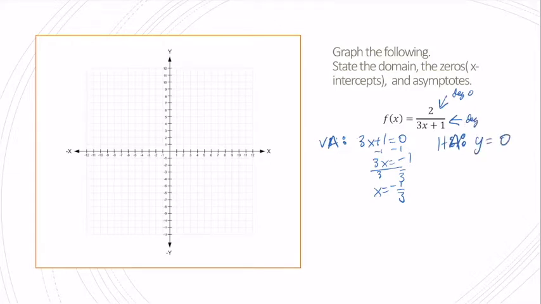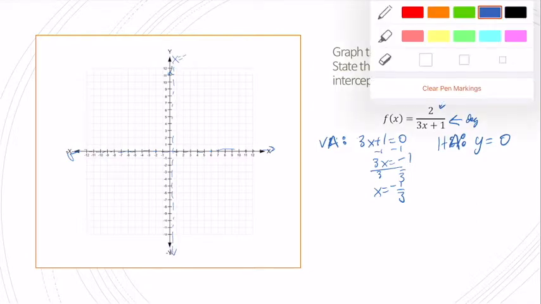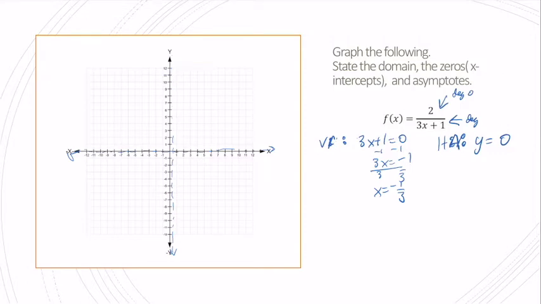We'll do that in blue. This is just the lines that my graph will not cross. So here's x equals negative 1/3. Nope, that's positive 1/3. Let's try again. Negative 1/3. And this is y equals 0.